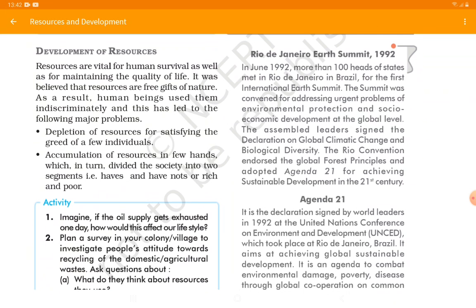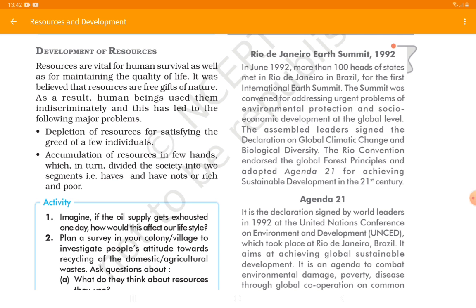In June 1992, more than 100 heads of states met in Rio de Janeiro in Brazil for the first International Earth Summit. The summit was convened for addressing urgent problems of environment protection and socio-economic development at the global level. The assembled leaders signed the Declaration on Global Climatic Change and Biological Diversity, and the Rio Convention endorsed the Global Forest Principles, and there was their adoption of Agenda 21 for achieving sustainable development in the 21st century. So they had addressed the urgent problems of environment protection and socio-economic development.